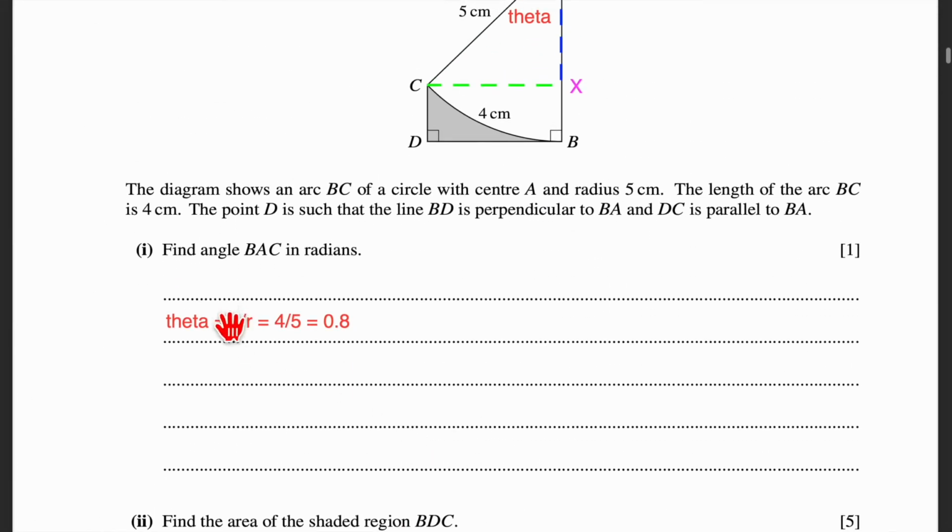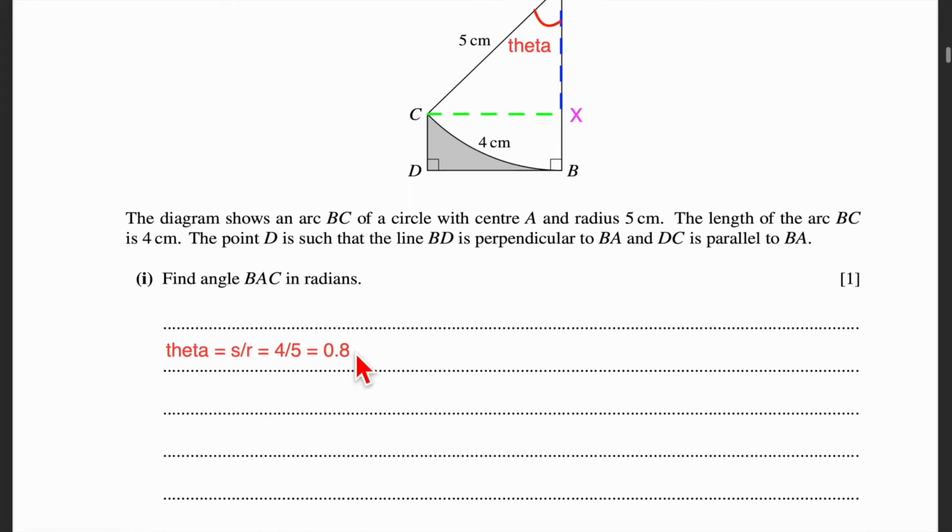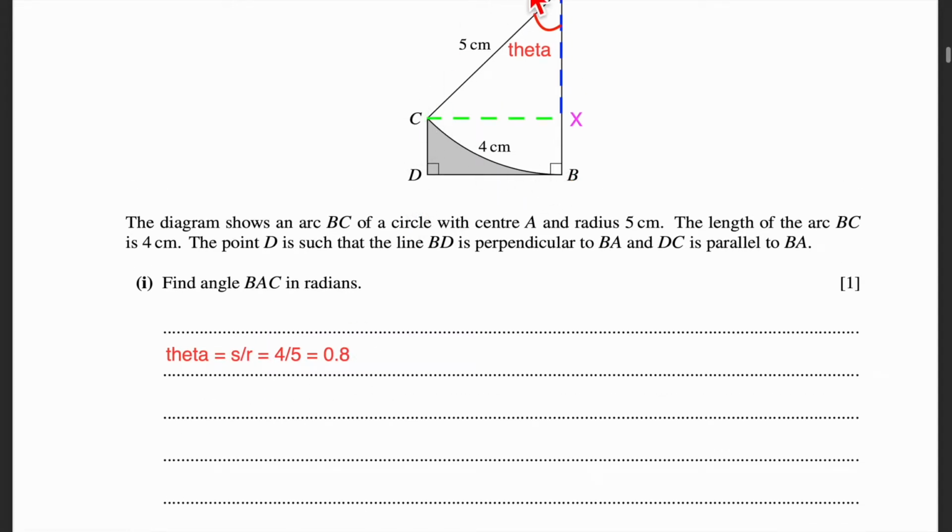So that's what I've done there. I've gone the arc length, which is often given the symbol S, divided by the radius, which is R. The arc length was 4, the radius was 5, so 4 divided by 5 is 0.8, and that's automatically in radians for 1 mark. We're going to need that number.